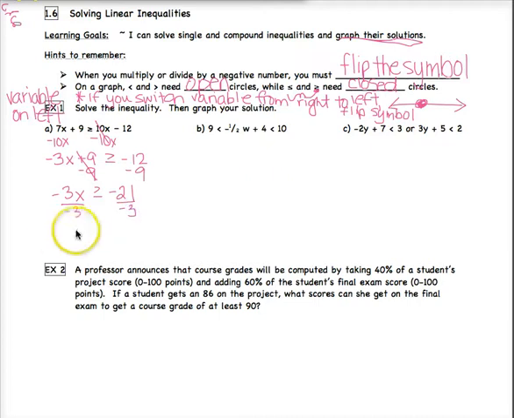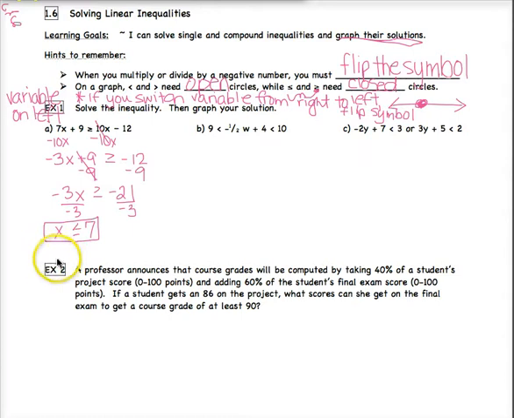So when I divide by negative 3, I've got x. Then there should be like a red flashing light going off in your head right now that tells you I divided by a negative, so I have to flip the symbol. So less than or equal to, and then negative 21 divided by negative 3 is positive 7. So my algebraically written solution is x is less than or equal to 7.